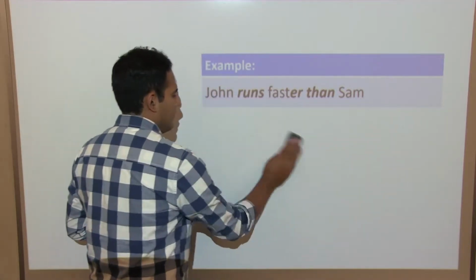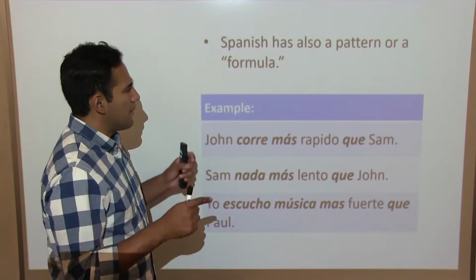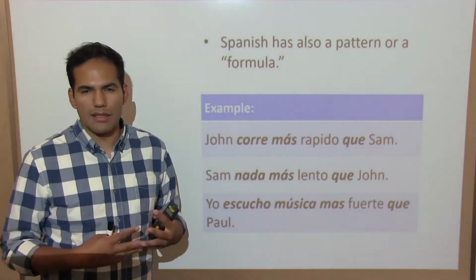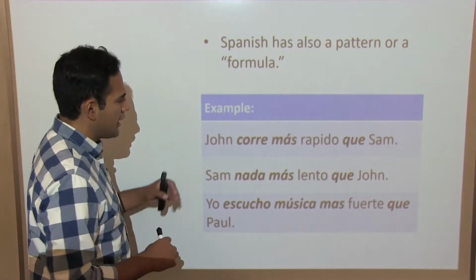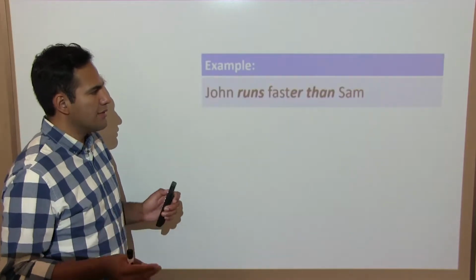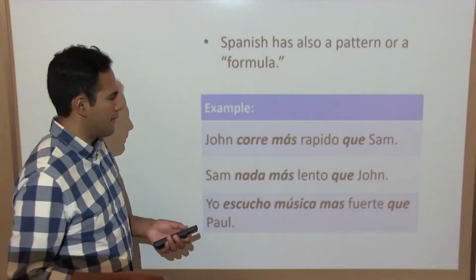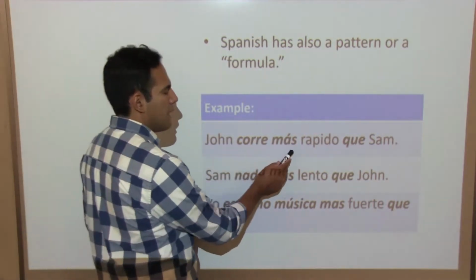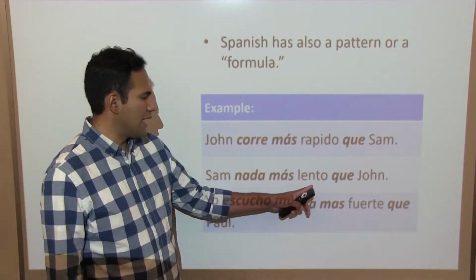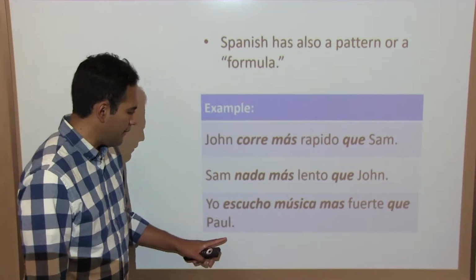So let's look at how it works in Spanish. This pattern or formula follows the same order and the same application. Here we have 3 examples in Spanish, and they're translated basically the same way, so they mean the same thing. John corre más rápido que Sam. Sam nada más lento que John. Yo escucho música más fuerte que Paul.